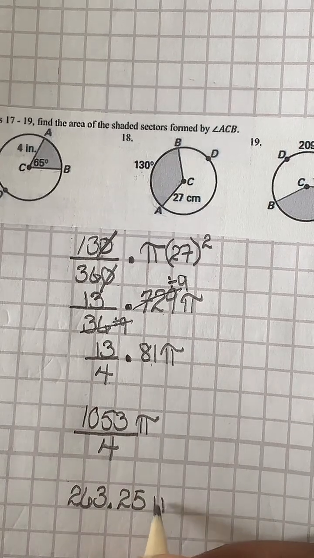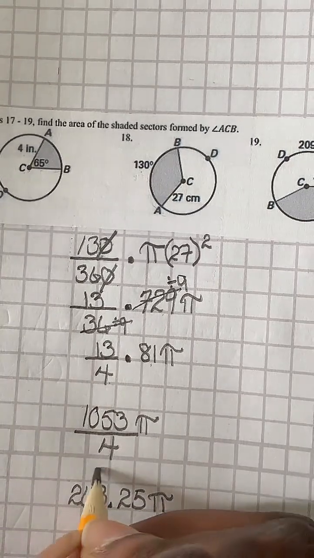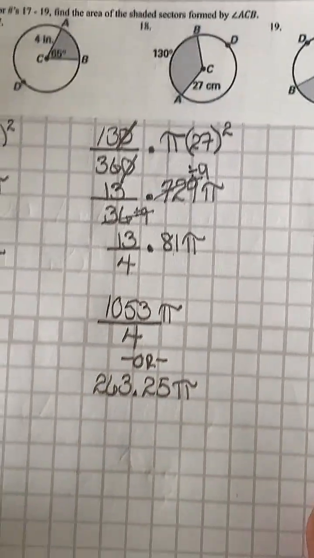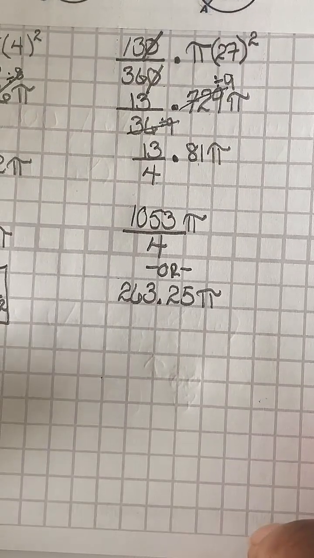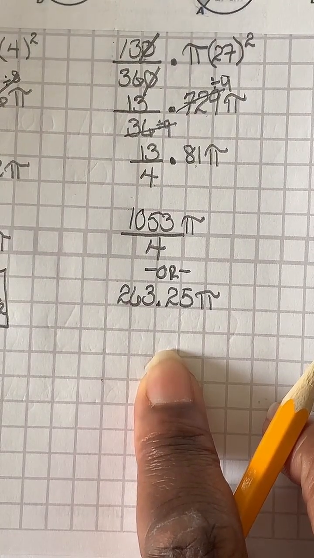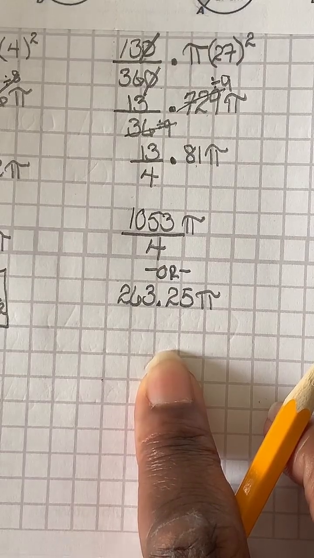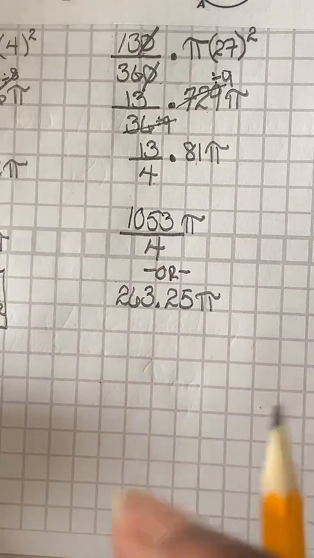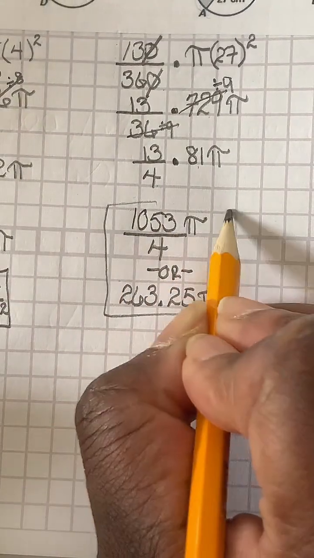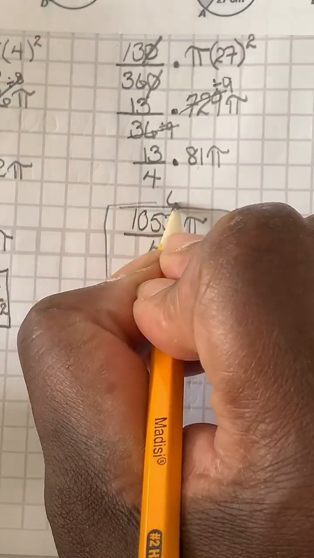And I tack on my pi. I'm going to put the word or, because these answers are acceptable. Okay, but if you want to multiply this and get the approximate, okay, so these are more the exact. I'm going to write the word exact on the top.